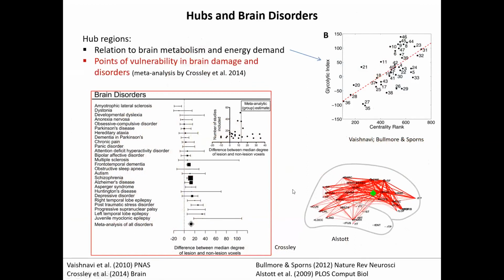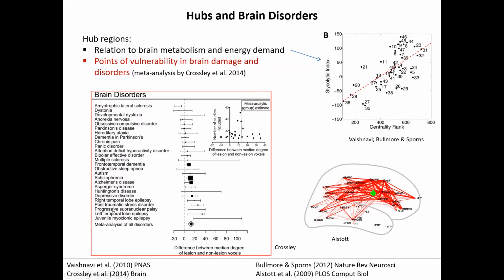The importance of hub regions in general as points of high communication, but also as points of high vulnerability, was shown impressively by Nick Crossley in a meta-analysis a few years ago. He looked at anatomical scans of individuals who suffered from a range of disorders. You see the disorders listed here on the left. There's almost nothing on this list that we're not familiar with: autism, schizophrenia, Alzheimer's, obsessive compulsive disorder, post-traumatic stress. All sorts of brain disorders are captured by this meta-analysis.